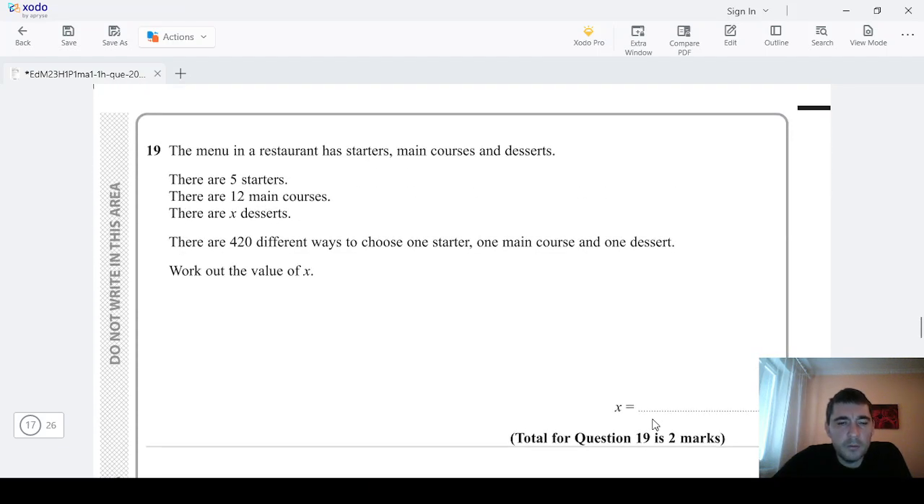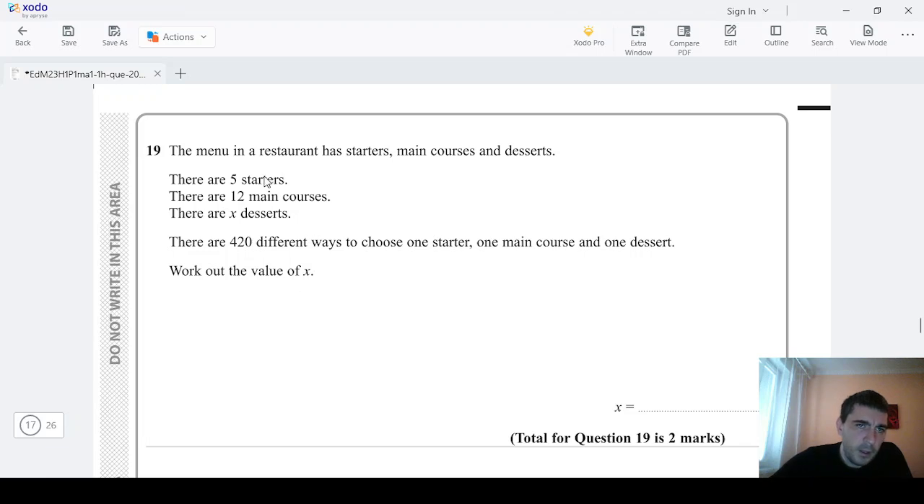Let's check what this question asks for. So the menu in a restaurant has starters, main courses, and desserts. 5 starters, 12 main courses, and there are X desserts. There are 420 different ways to choose one starter, main course, and dessert. Work out the value of X.